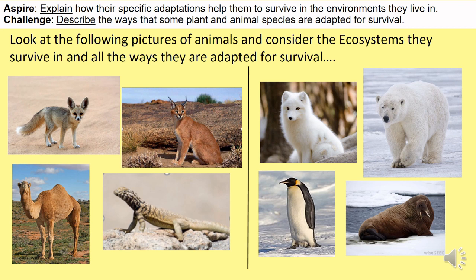Okay, 10 seconds remaining. Brilliant. How did you get on? So the animals on the left obviously come from a desert environment. I think the biggest clue there is the camel, isn't it? And the animals on the right live in the Arctic region. So you've got the penguin, the walrus, the polar bear and the Arctic fox. On the left you've got the fennec fox with his big ears. You've got the desert lynx, you've got the lizard, and you've got the camel. Okay, if you got that, well done.